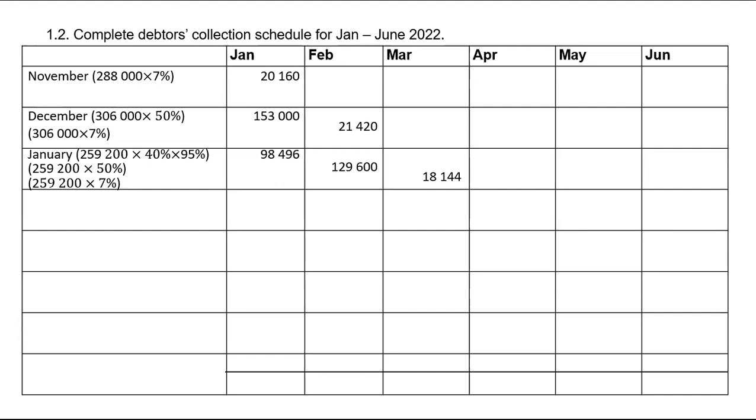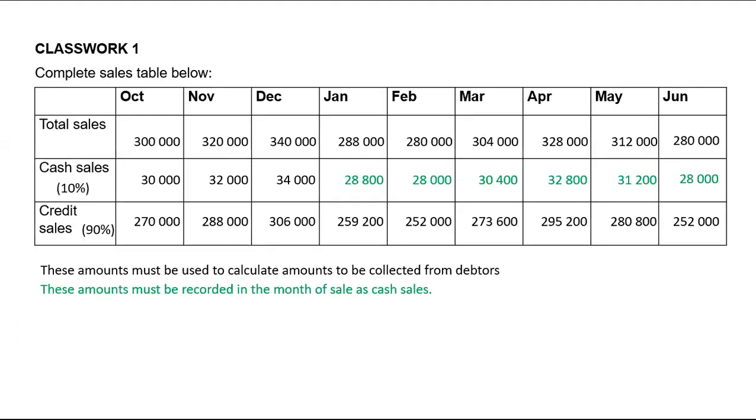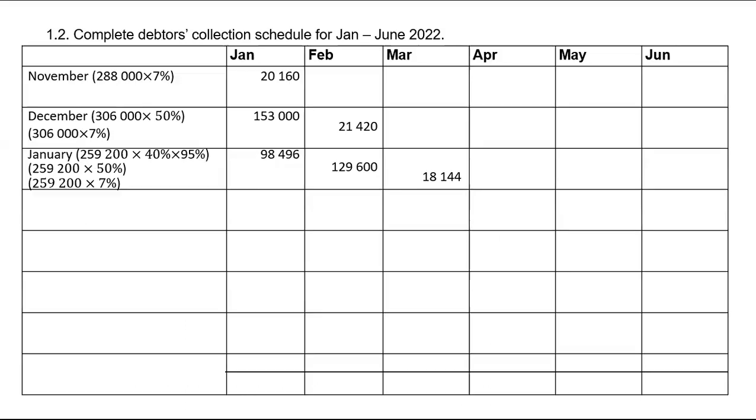What are credit sales for Feb? It's 252. Multiplied by 40, multiplied by 95, and that will be collected in February. Multiply 252,000 by 50, that will be collected in March. Multiply 252,000 with that 7%, it'll give you the amount that will be collected in April, which is 17,614.